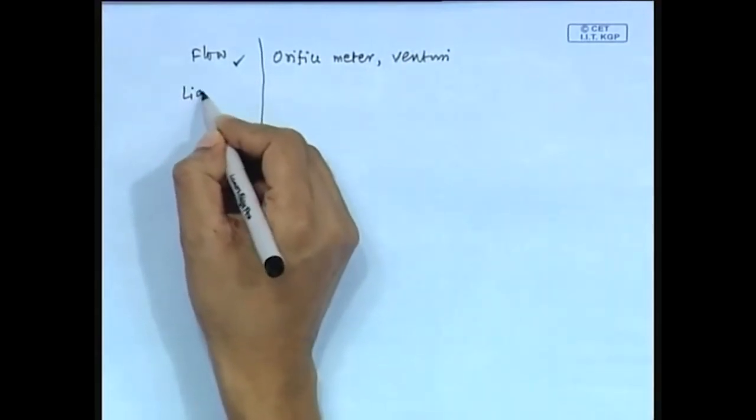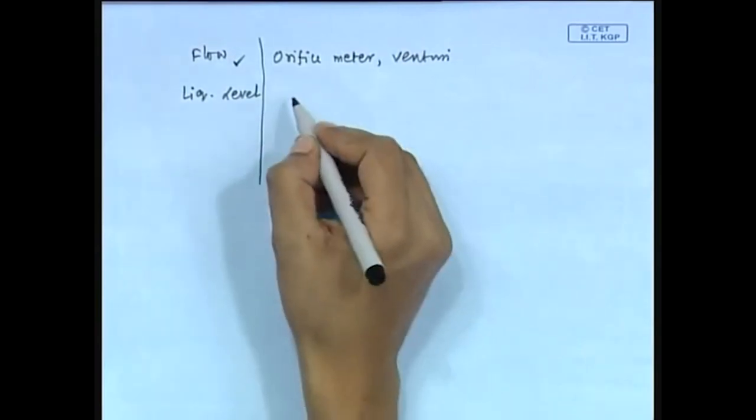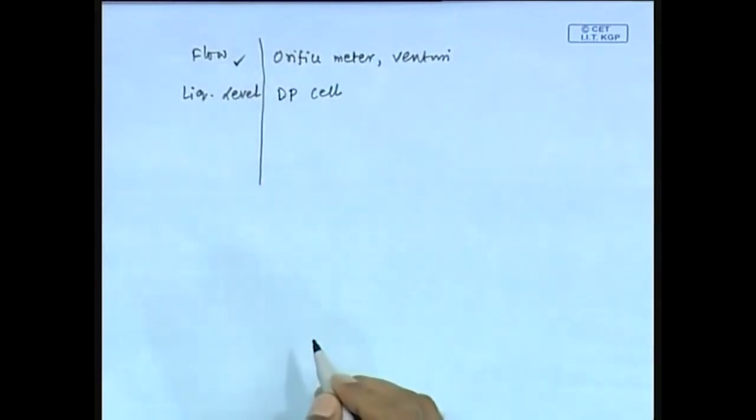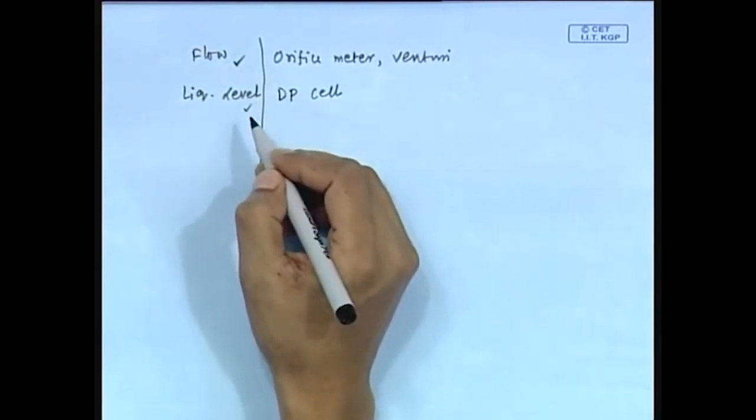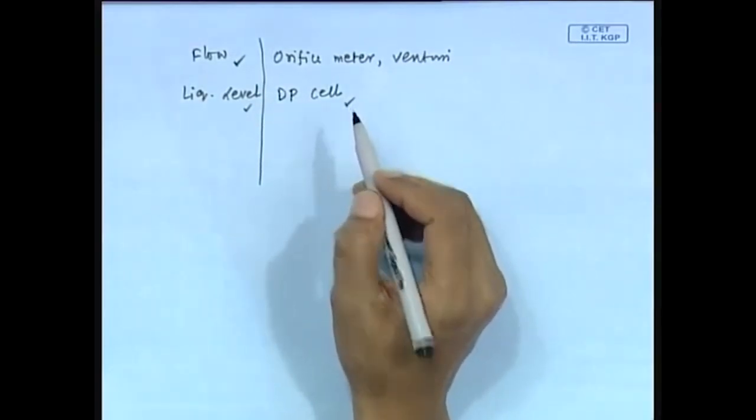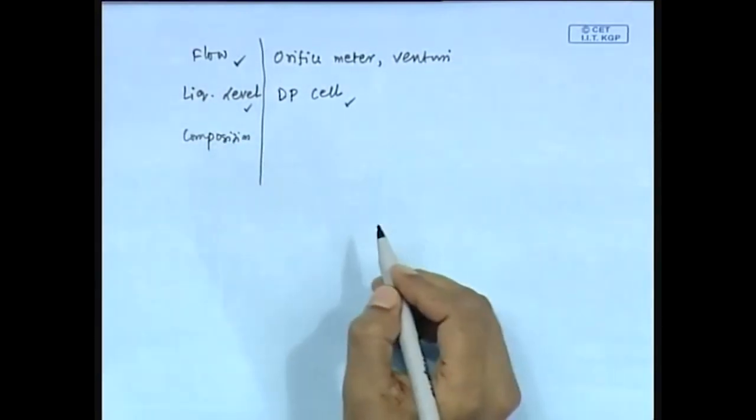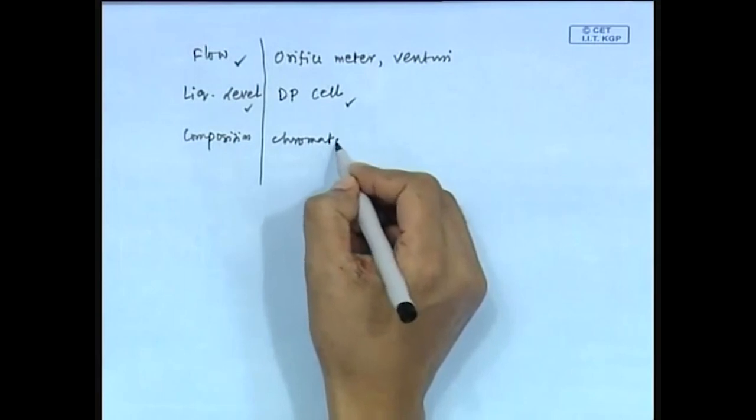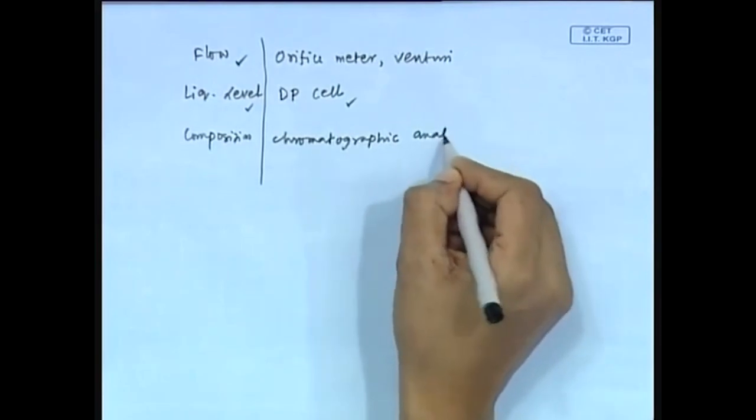Like another variable is liquid level. Liquid level is measured by the use of differential pressure cell, DP cell. Liquid level in the tank is measured by the use of differential pressure cell. Another one is composition. Composition is measured by using chromatographic analyzer.